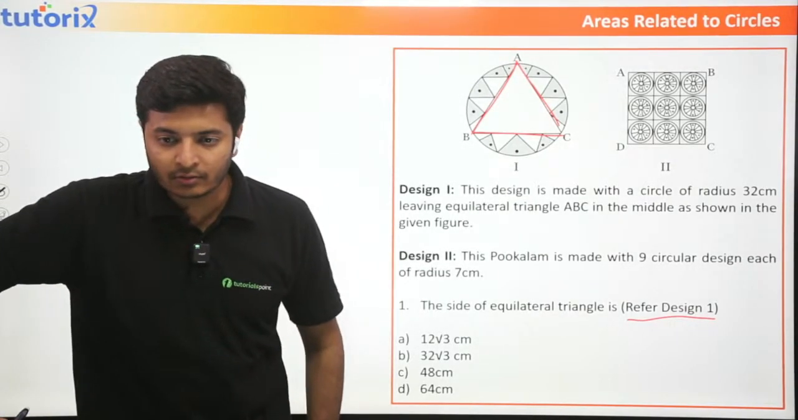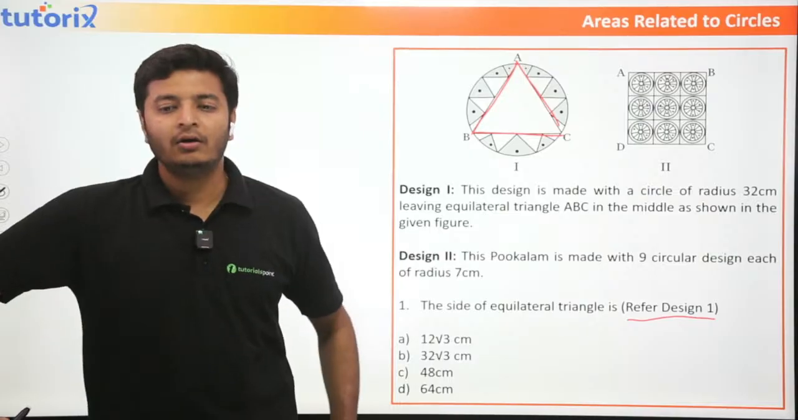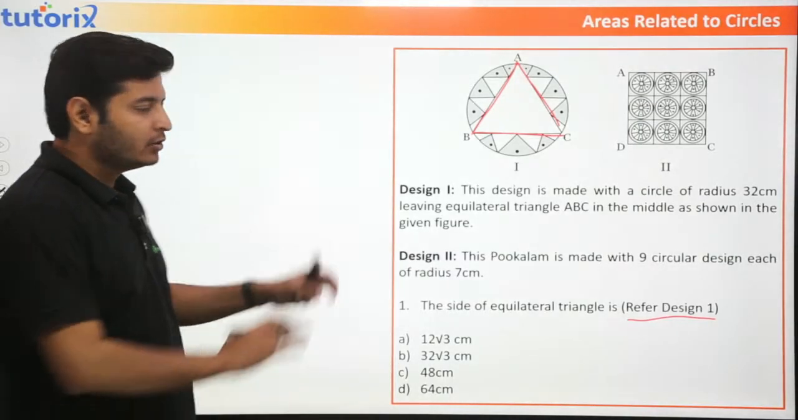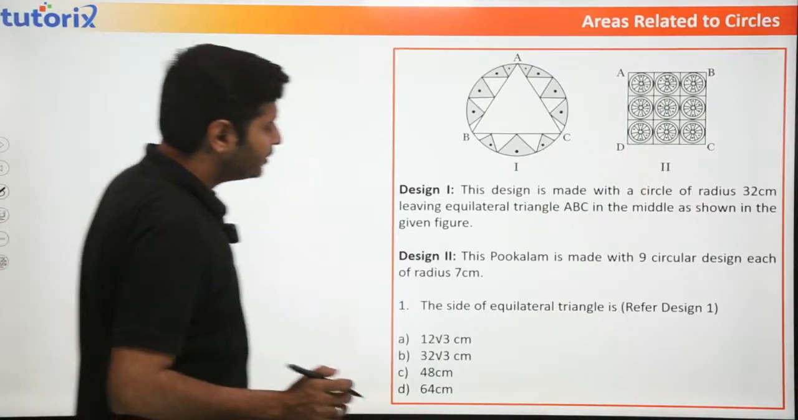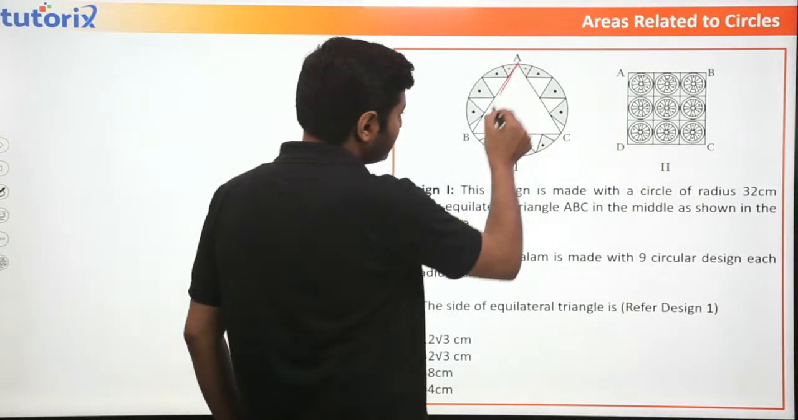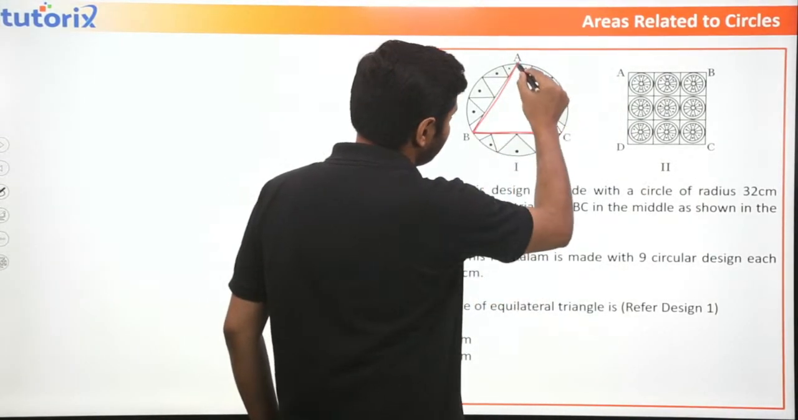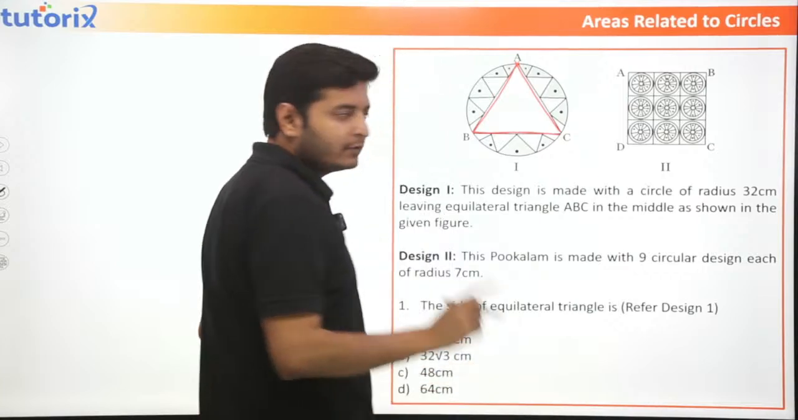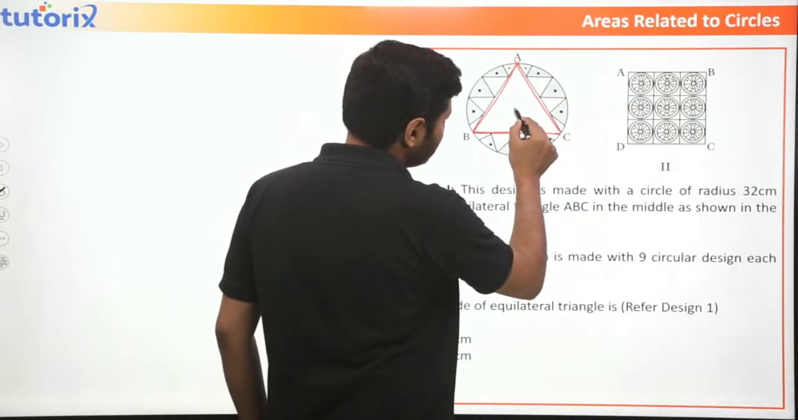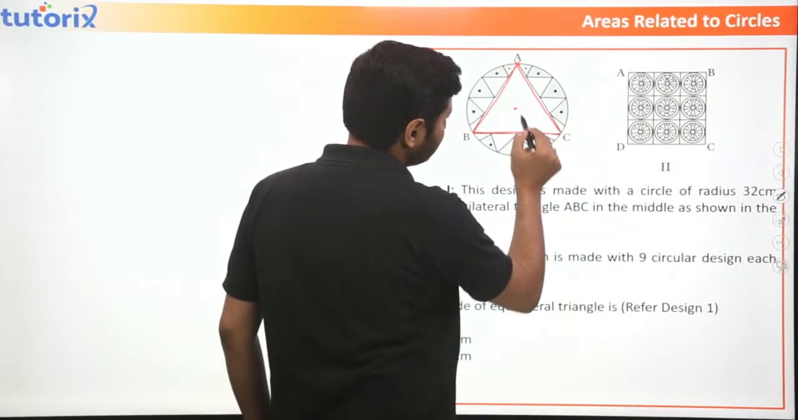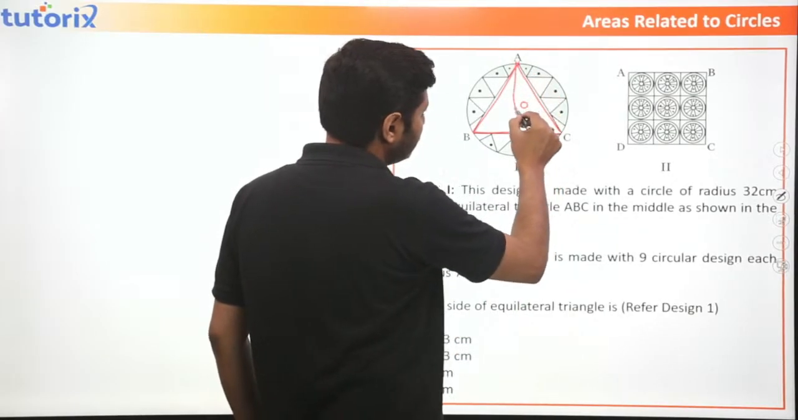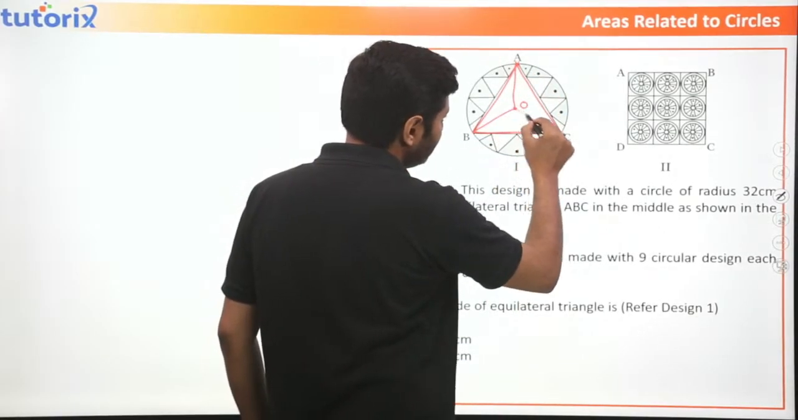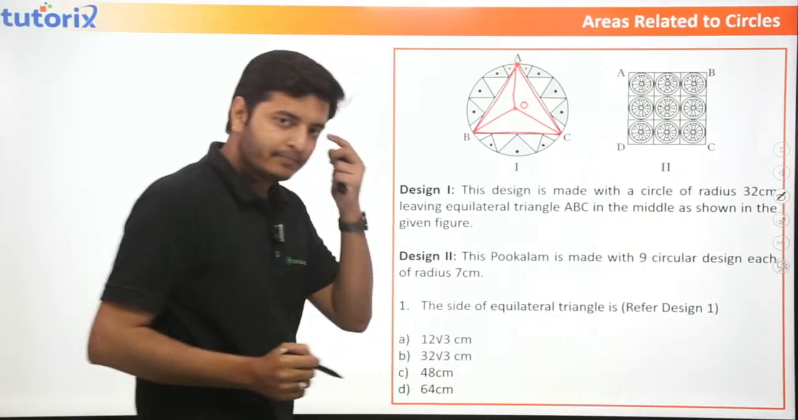This question is not part of my syllabus. Okay, let me tell you how to solve this. First thing, we need to find the side length of this triangle. So I will do one thing. Suppose this is the center of the circle. This is point O. I'm gonna join O with A, B, and C.